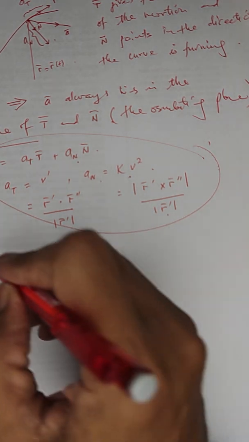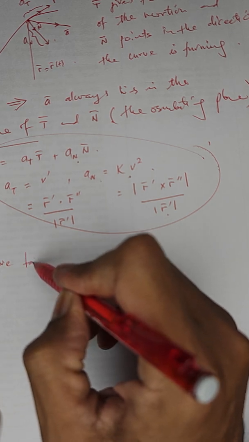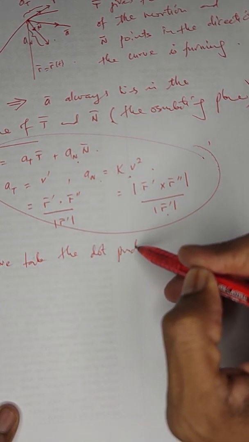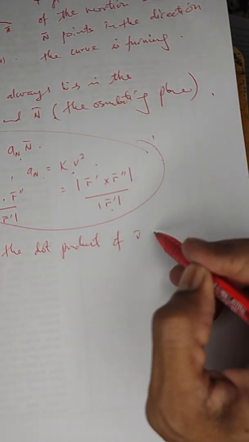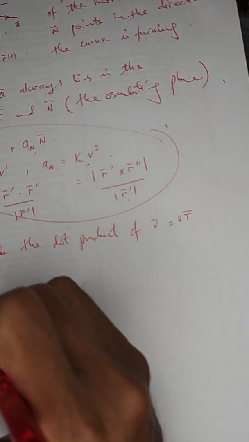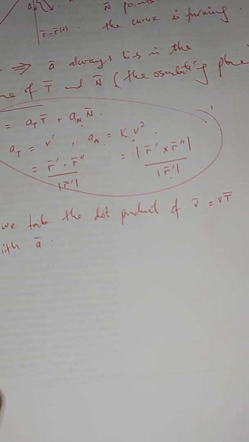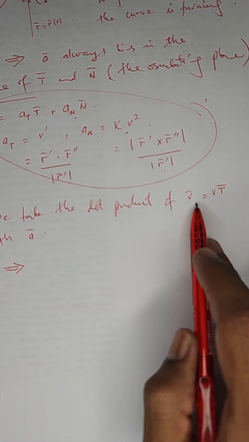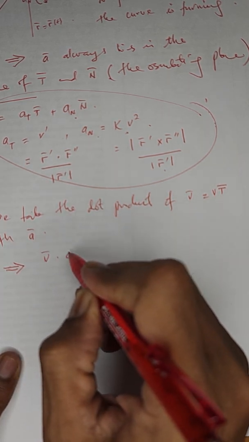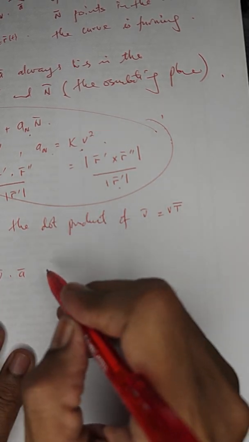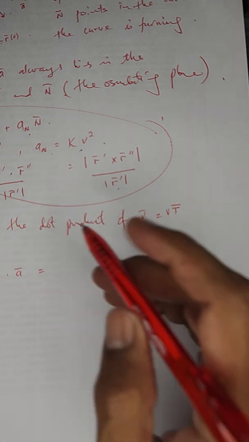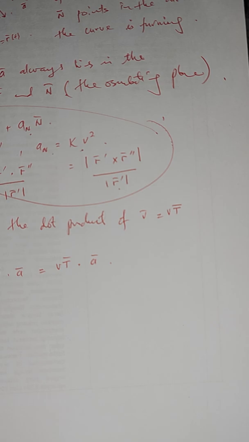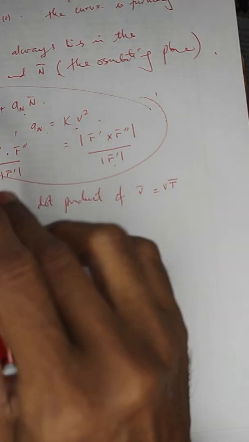Proof. Take the dot product of V, which is VT, with A. So we multiply this on the left side. So we have V dot A. On the right side, this is equal to VT dot A, and our A is given here as this.